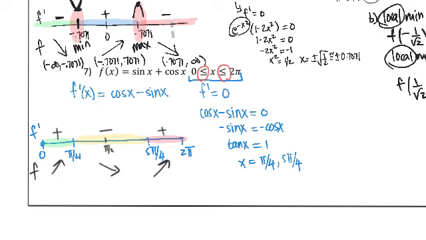Now, as far as maxima and minima, notice that here we're set up to do the first derivative test because we already have the sign of f prime around the critical points.